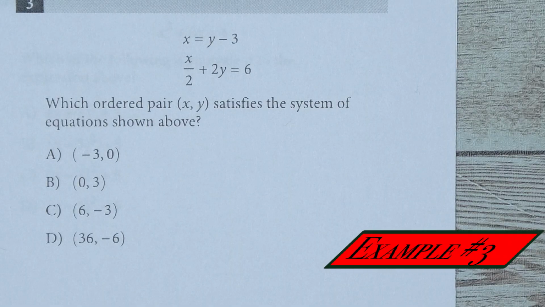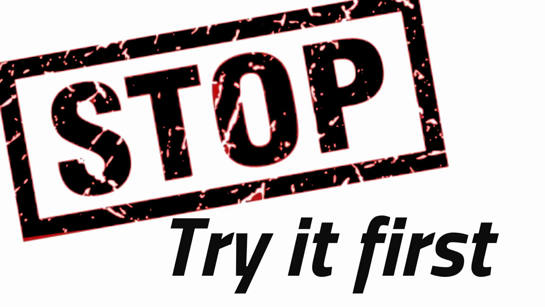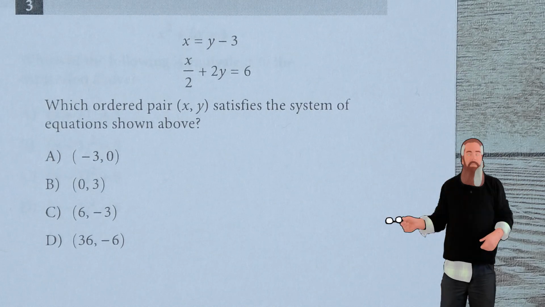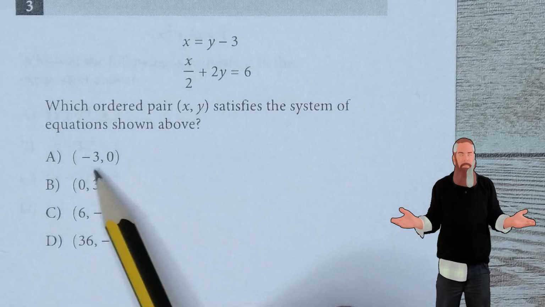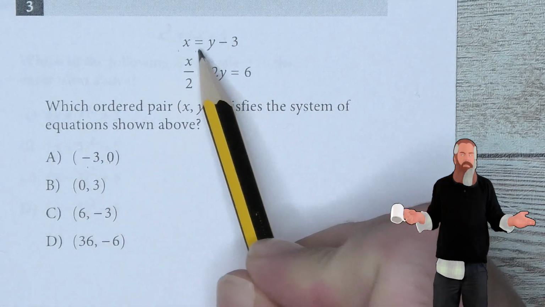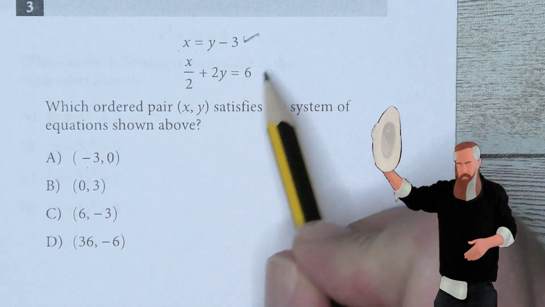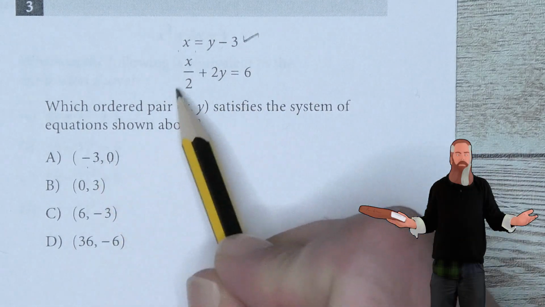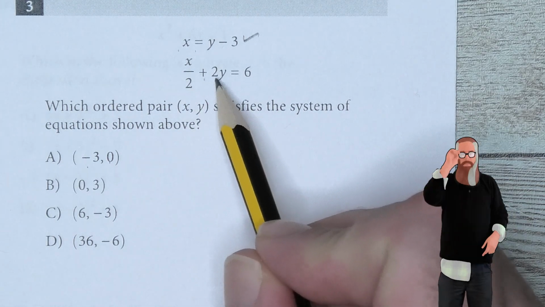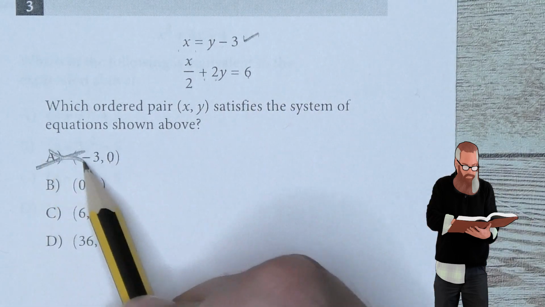Which ordered pair (x, y) satisfies the system of equations shown above? So we're going to do this by just simply substituting values in to see which works. So when x is negative 3 and y is 0, that would give me negative 3 is equal to 0 minus 3. So in this case, it would work. What about here? If x is negative 3 and y is 0, then we'd have negative 3 over 2 plus 0 is equal to 6. And so A does not work.